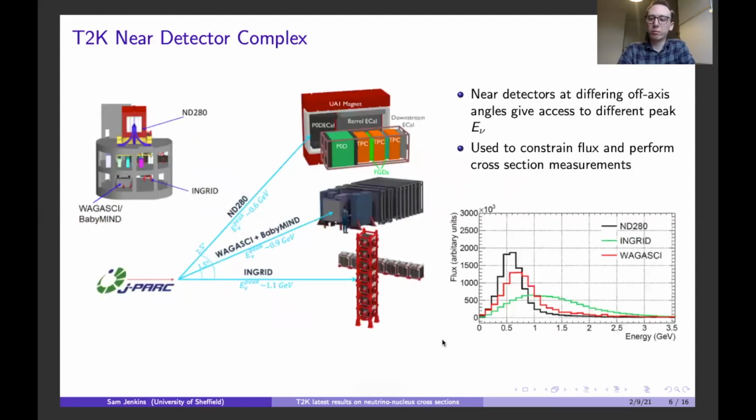280 meters downstream from the beam production point at T2K, we have the near detector complex, and this complex is made up of several different near detectors which sit at different off-axis angles. The near detectors themselves are used to constrain the flux of the beam and also to perform cross-section measurements. And in this case, having them at different off-axis angles is particularly useful because it means they see different peak neutrino energies, as you can see from the histogram on the right here.